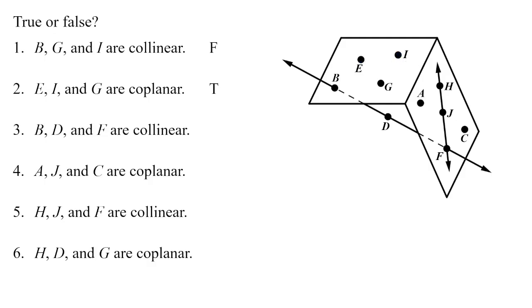All right, B, D, and F are collinear. Okay, so there's point B right here. There's point D, and there's point F. All of them are on the line. Therefore, the answer is true.